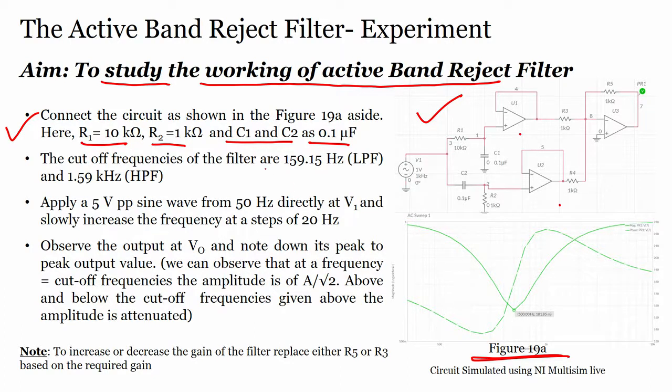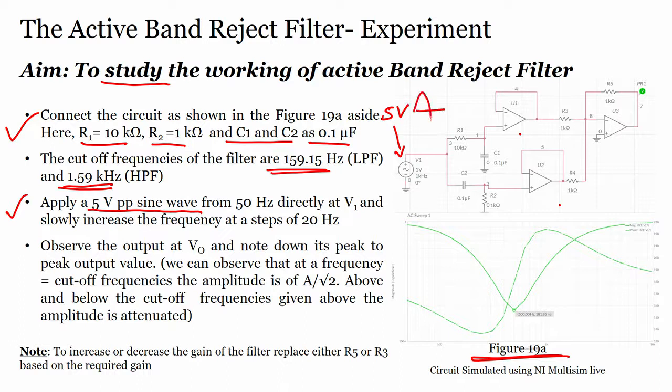The cutoff frequency, when we calculate, is 159.15 hertz for the low pass filter and 1.59 kilohertz for the high pass filter. Now, what we will do? We will apply a 5 volts peak to peak sine wave of 50 hertz at V1, and slowly increase the frequency in steps of around 20 hertz. We increase the frequency from 50 hertz to 70 hertz, to 90 hertz, to 110 hertz, and so on and so forth.